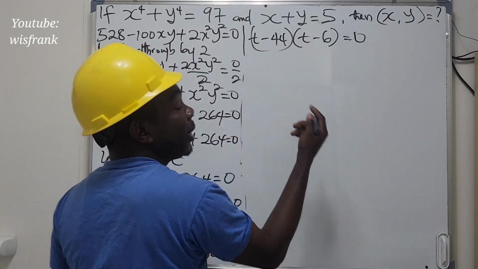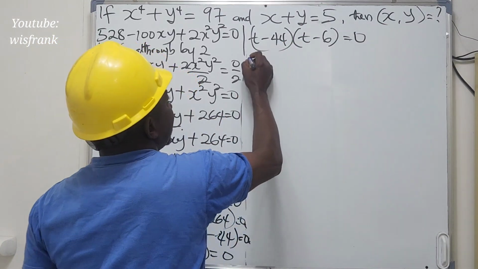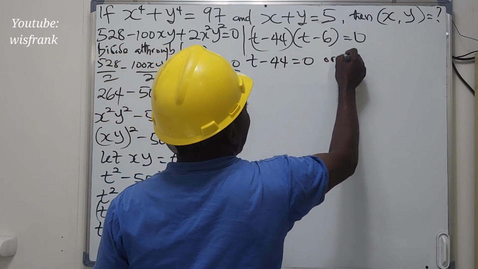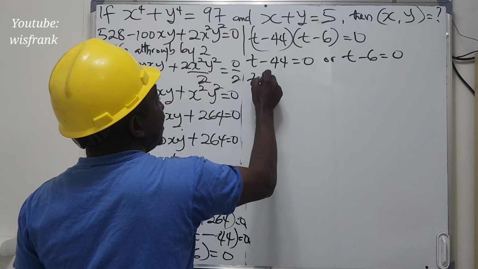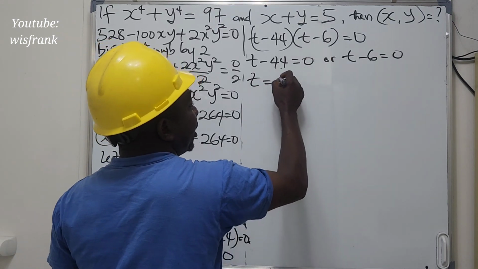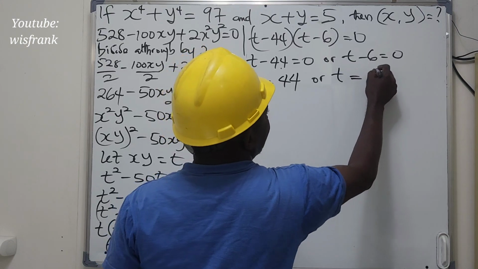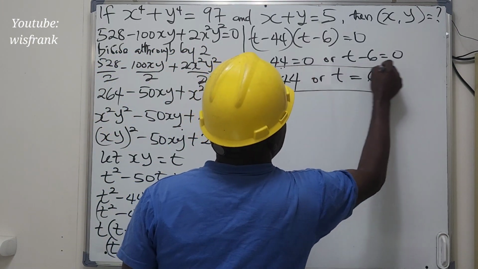So the first parenthesis must be equal to 0, or the second parenthesis must be equal to 0. So this will become t minus 44 equals 0, or we have t minus 6 equals 0. From here, our t will be equal to, when this transposes into this other side, it becomes 44, or our t equals 6. This transposes into this other side. So this is the value of t that we have.